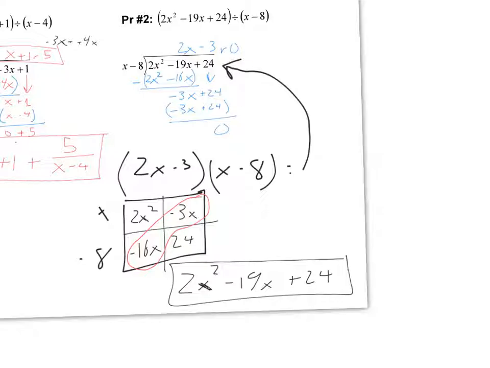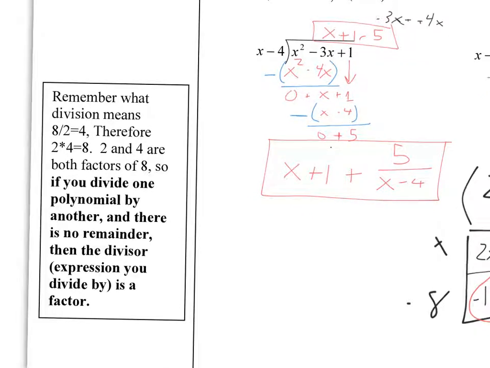In the same way that if you had 8 times 2, or I'm sorry, 8 divided by 2, you'd get 4, right? Well, that means that 2 times 4 equals 8. The same thing's true with polynomials. All right, let's go to the next page.